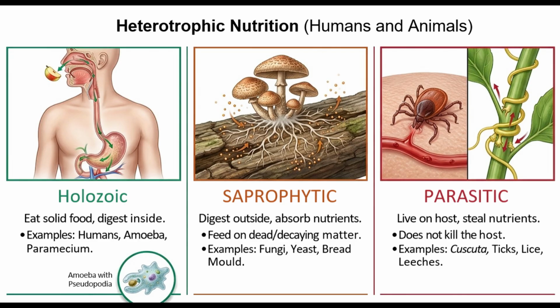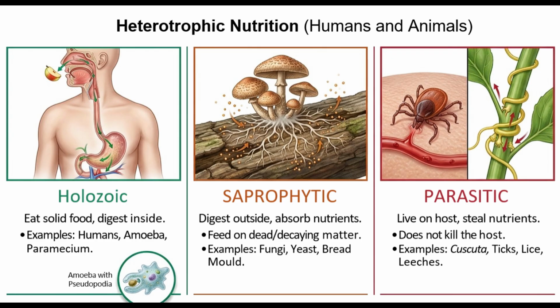The other ones are heterotrophic nutrition, where organisms do not make their own food but depend on other organisms for it. These are the consumers of the world. In this type of nutrition, organisms take in complex organic substances from their surroundings. This includes animals, fungi, and certain bacteria. Types of heterotrophic nutrition are holozoic nutrition. This is where organisms, like humans and amoeba, ingest solid food, which is then digested inside their body to release energy. Think of it as internal digestion. The food we eat gets broken down in our stomach and intestines.